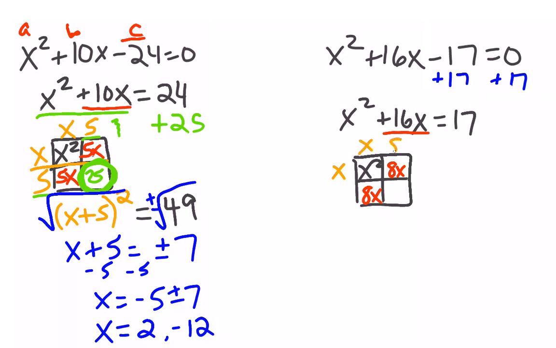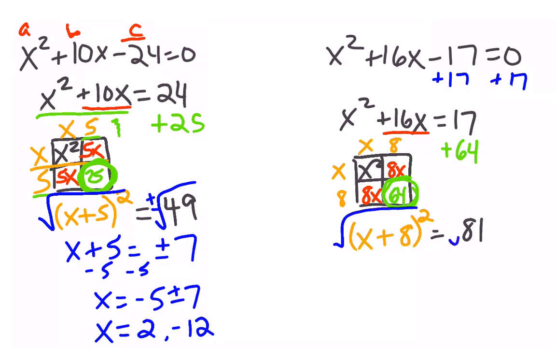I factor it out like normal: x, 8, 8, which means that I can write the outsides of my box as x plus 8 squared. But I need to fill in my extra part of my square. 8 times 8 would be 64. So if I'm adding 64 there, I need to add it on the right-hand side. And that's going to give me 81. Now it's a normal square root problem.